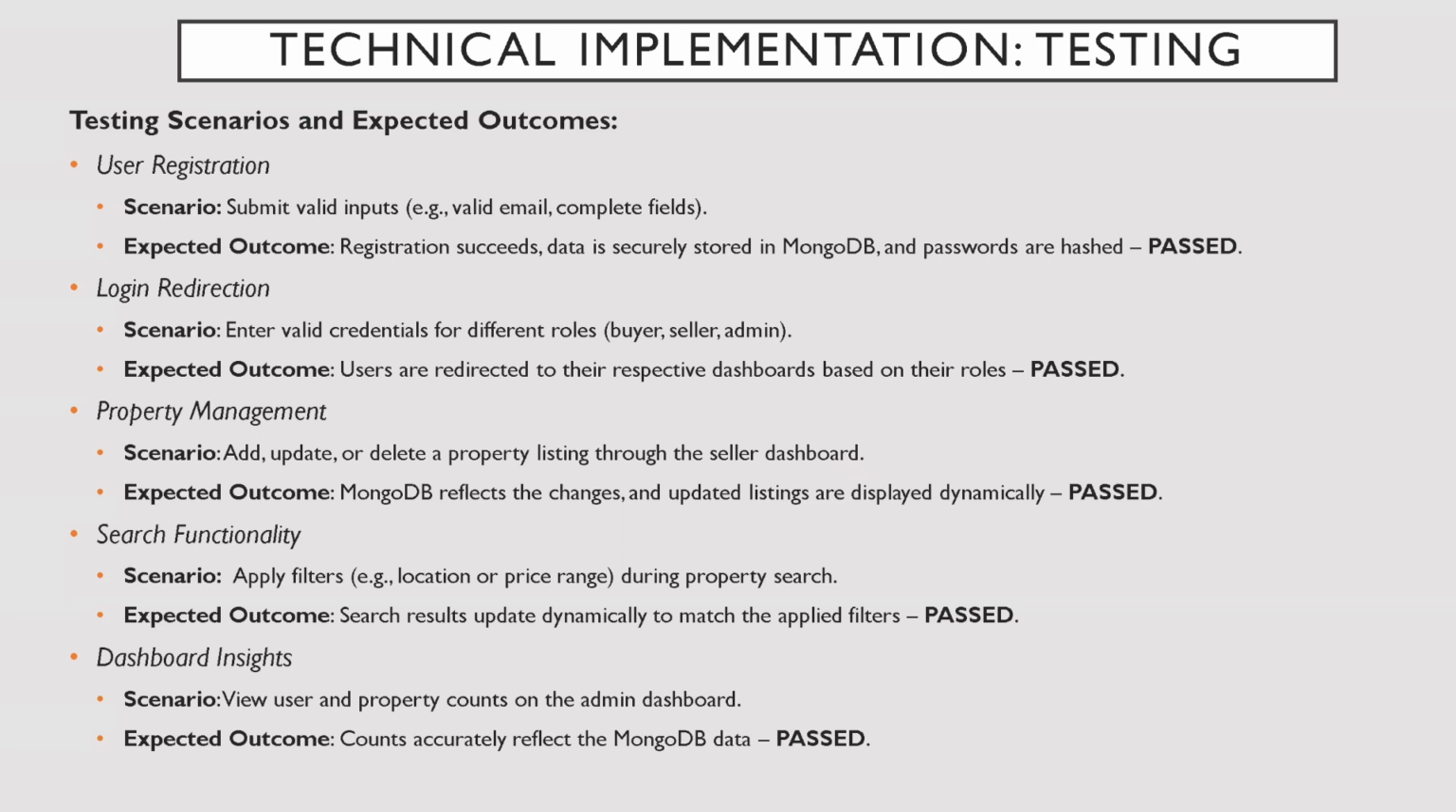Property management scenario. Add, update, or delete a property listing on the seller dashboard. Expected outcome: MongoDB reflects the changes, and updated listings are displayed dynamically. Pass. Search functionality scenario. Apply filters, location, and price range during property search. Expected outcome: search results update dynamically to match the applied filters. Pass. Dashboard insights scenario. View user and property counts on the admin dashboard. Counts accurately reflect MongoDB data. Pass.